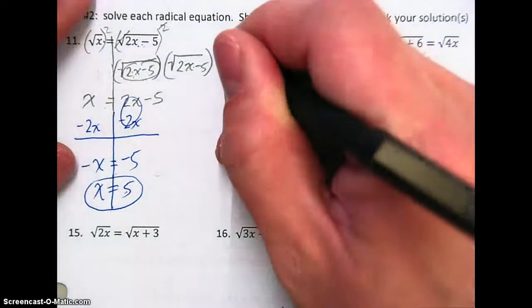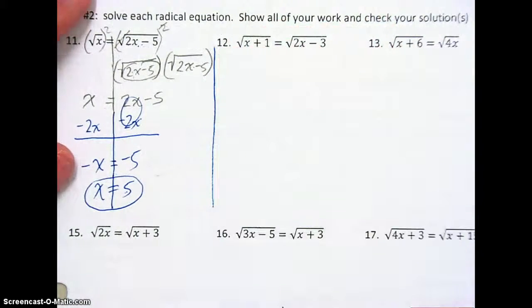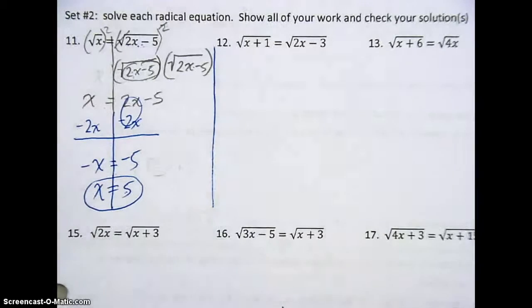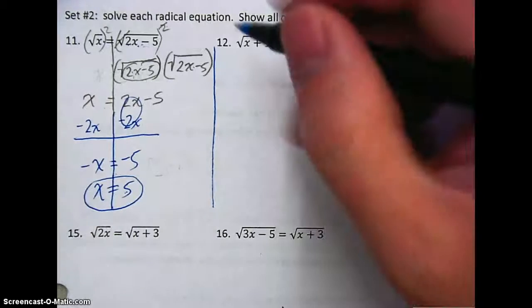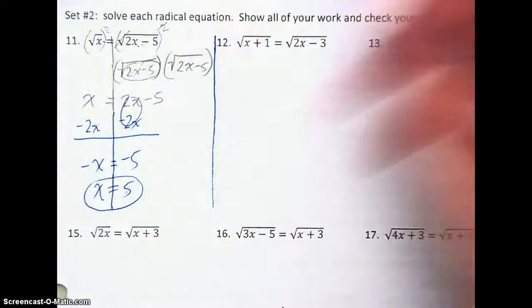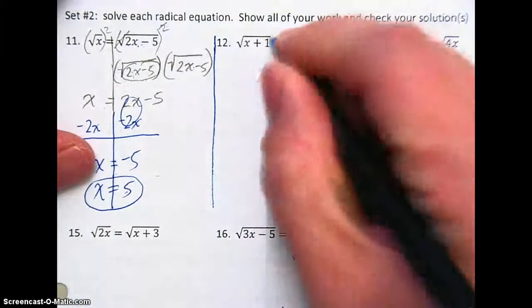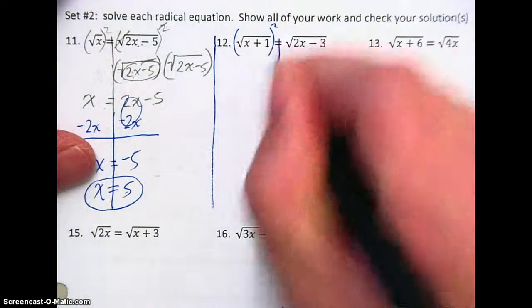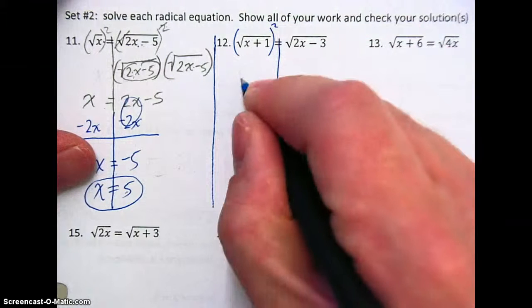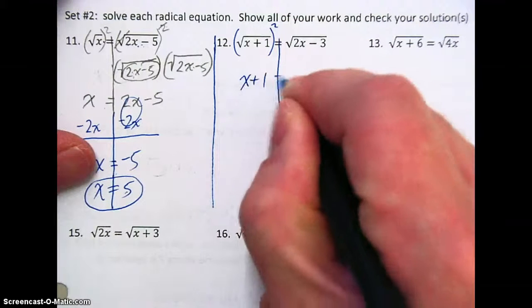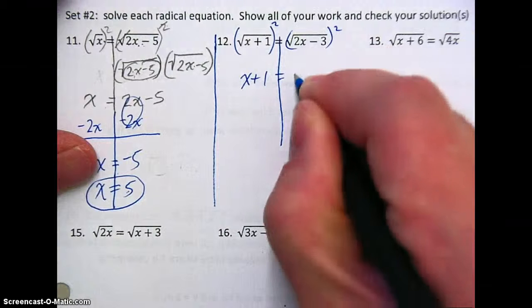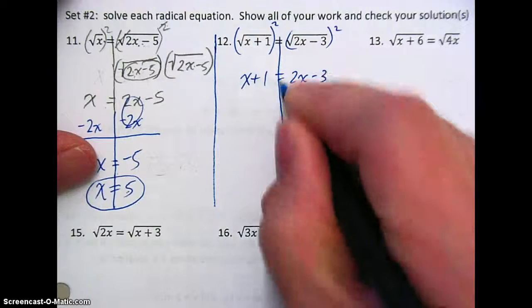Everyone try number 12 if you haven't done so already. So let's check number 12. Square both sides first, right? Yes. What do we get on this side? X plus 1. Good. And over here? 2x minus 3. Good. Next step.